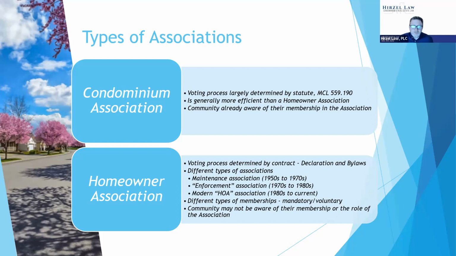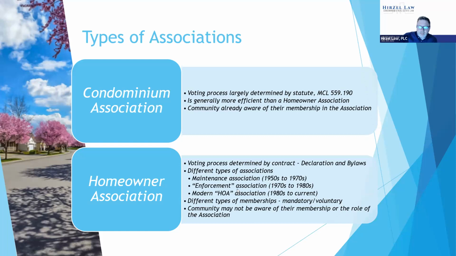Then we had an enforcement association model, which is where the association exists for the purpose of making sure that certain restrictions are followed and enforced. And those tended to be more common in the late 60s to early 80s, that kind of time frame. And then you have really what is the modern HOA. That's the modern homeowners association that is akin to a condominium association. And that reflects an overarching role of the homeowners association in collecting assessments and enforcing restrictions, potentially maintaining other areas of the community or buildings even.